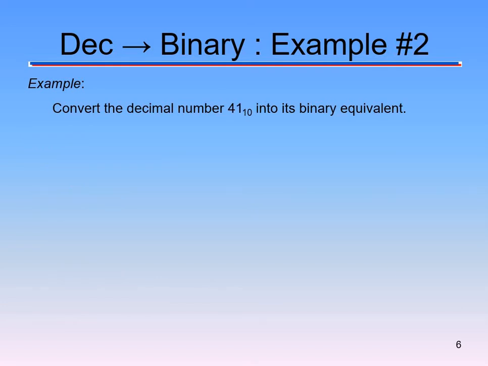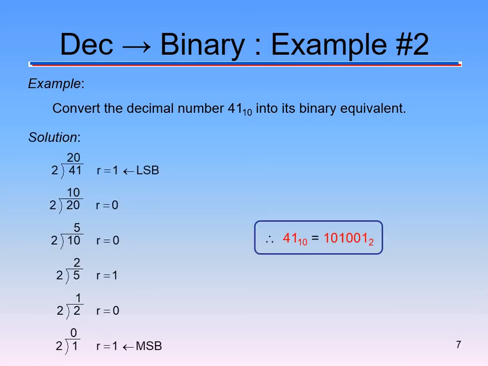Alright, so let's do another example here. We're going to convert the decimal number 41 to its binary equivalent. So same thing, divide by 2. 41 divided by 2 is 20 with a remainder of 1. And you got to go 20 divided by 2 is 10 with a remainder of 0. 10 divided by 2 is 5, a remainder of 0. 5 divided by 2, we can go in 2 times and we get a remainder of 1. 2 divided by 2 is 1, and so on and so forth.